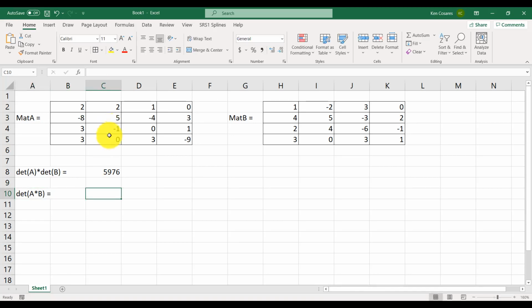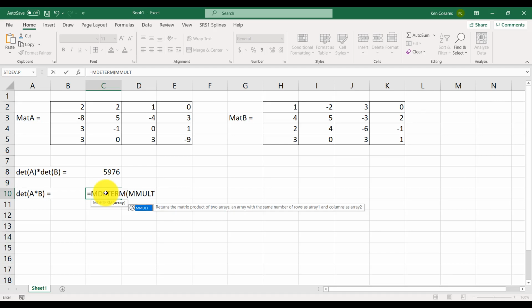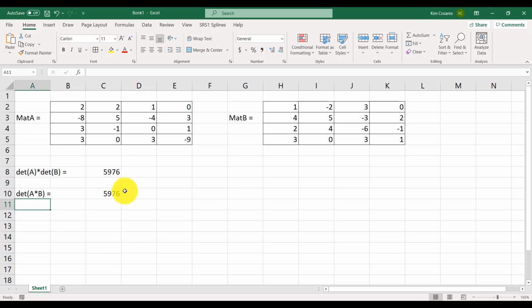Okay, then in cell C10, let's input the formula MDETERM, MMULT. So do not forget to use the MMULT function of Microsoft Excel to properly compute the matrix product of two square matrices. Okay, and then open parenthesis matrix A comma matrix B, then another close parenthesis, then press enter. So the answer is the same.